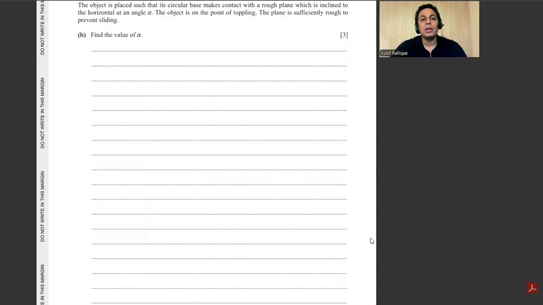The object is placed such that its circular base makes contact with a rough plane, which is inclined to the horizontal at an angle alpha. The object is on the point of toppling. The plane is sufficiently rough to prevent sliding. Find the value of alpha.